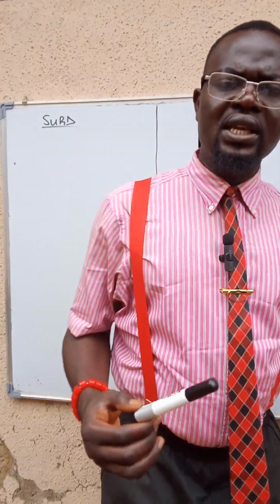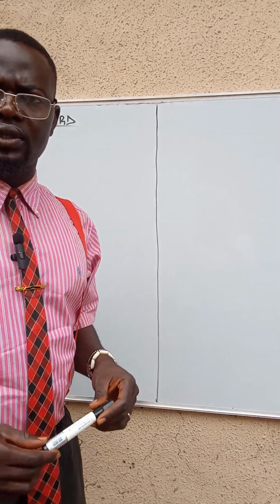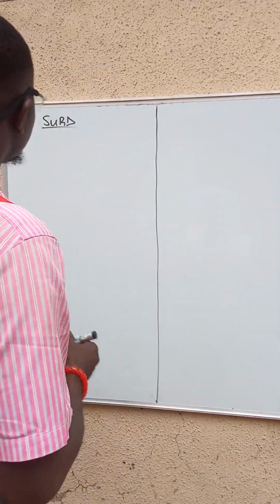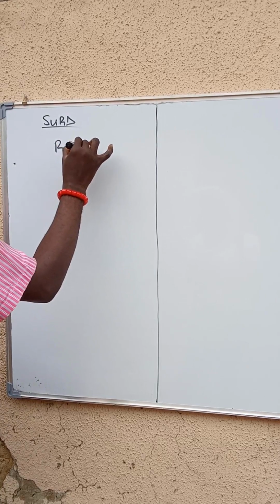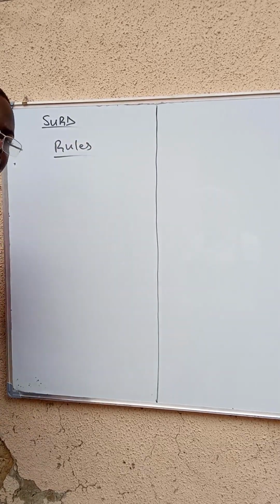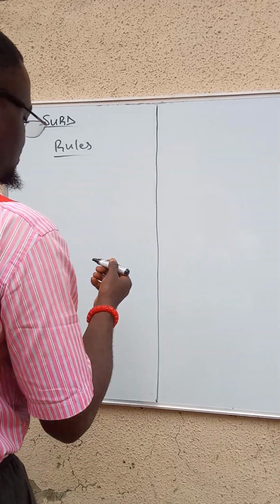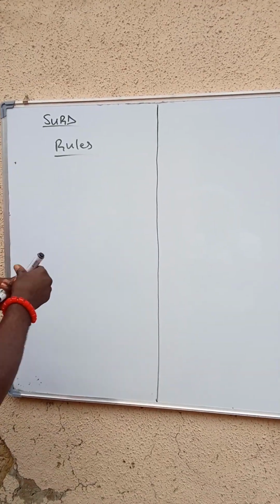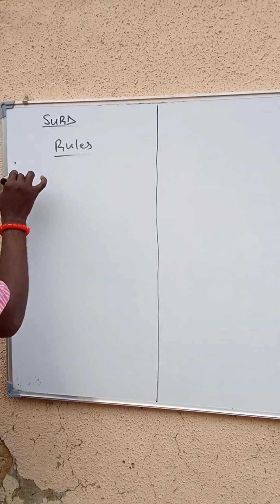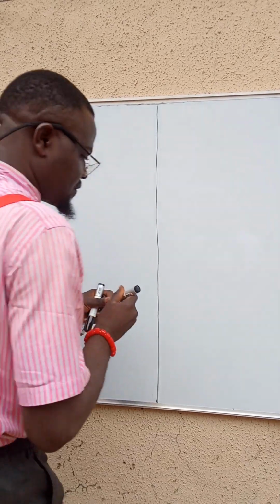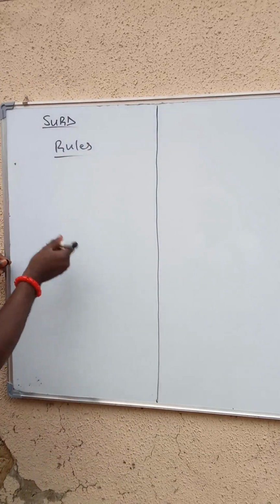There are certain things that can aid us in this surd. It has rules. Now let's check the rules. Since we have known what surd is all about, let's check the rules. What are the rules? Number one, there's what we call addition. Let me put it in this way for you to get it well.